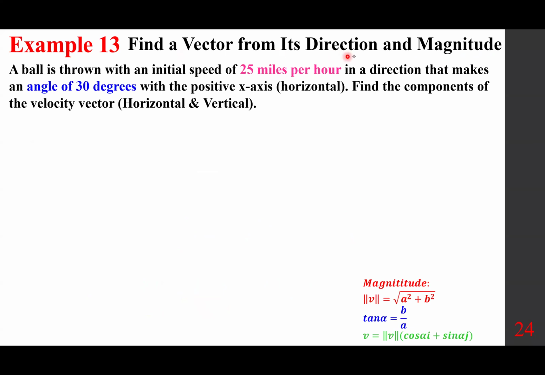Find the vector from its directional magnitude. A ball is thrown with an initial speed of 25 miles per hour in a direction that makes an angle of 30 degrees with the positive x-axis, horizontal. Find the components of the velocity vector, horizontal and vertical, meaning this is going 25 miles per hour and making a 30-degree angle with the horizontal.